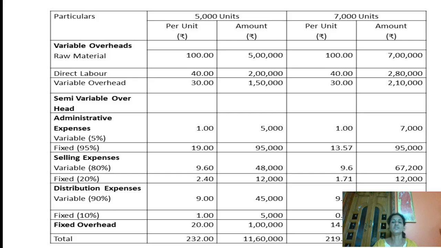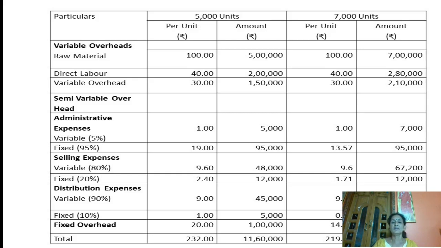Here itself you can check. For 5,000 units, the direct labor incurred is 2 lakhs. For 7,000, it is 2,80,000. You can see the variation. As the production increases, the cost also increases. Similarly, raw material also, for 5,000 units, it is 5 lakhs. For 7,000 units, it is 7 lakhs. So, as the production increases, here also the cost has increased.